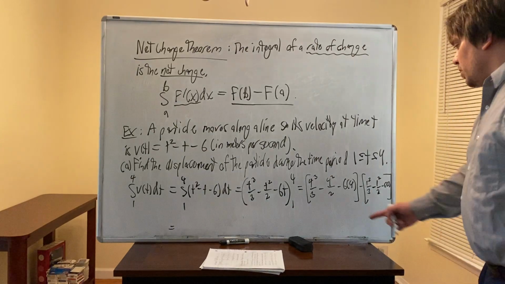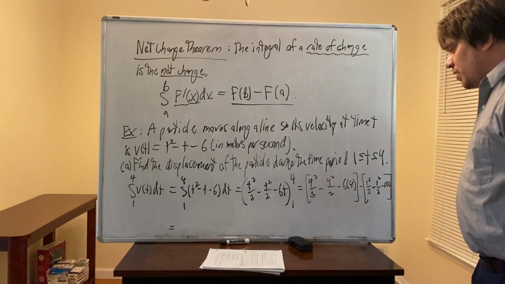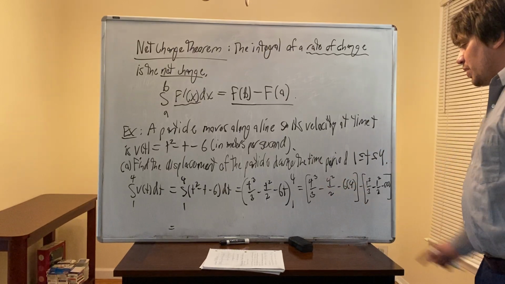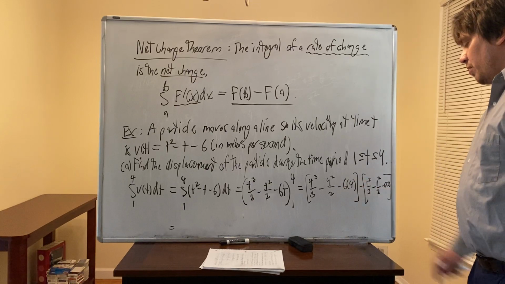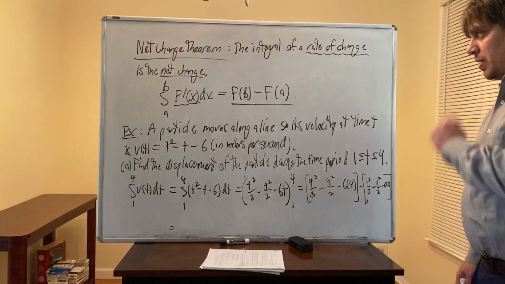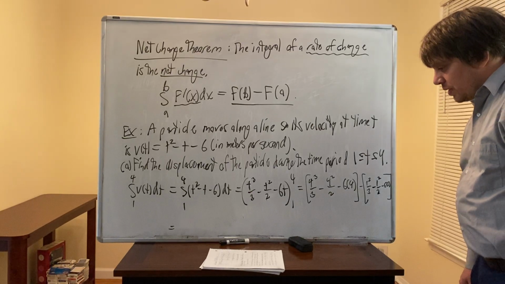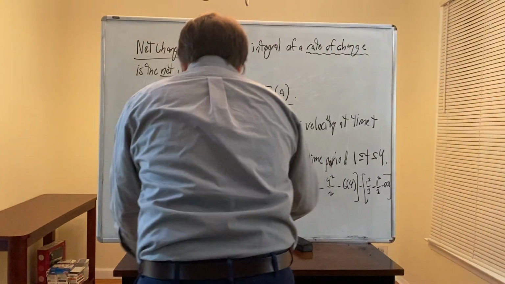That's equal to, you just calculate this, and 4 cubed is 64 divided by 3, minus 16 over 2, which is 8. So 64 over 3 minus 8, that's 40 over 3. 40 over 3 minus 24, negative 32 over 3. So you get negative 32 over 3.